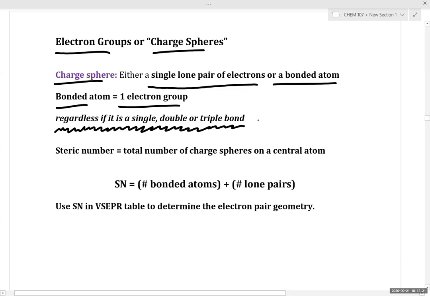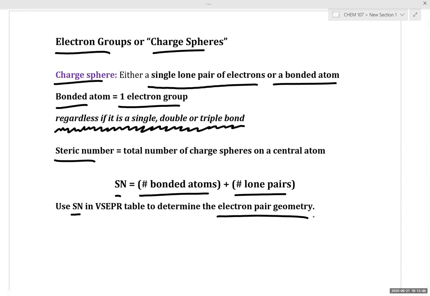We can use the number of charge spheres to calculate what's known as the steric number, where the steric number is the number of bonded atoms plus lone pairs. And depending on the steric number, your molecule will have a different general shape. The steric number is used to determine what is called the electron pair geometry, which is a rough shape of our molecule. Does this make sense so far? Do these terms make sense so far? Any questions on any of these terms?